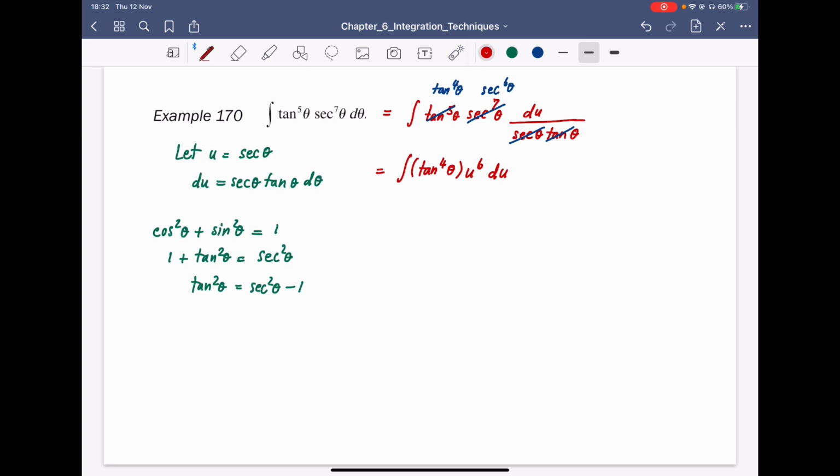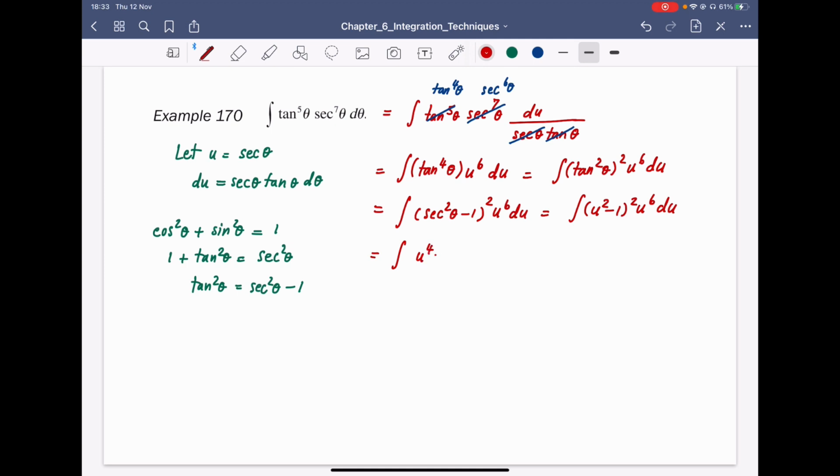So from here, I am going to say that this is the integral of tan squared, everything squared, times u to the 6th du. And then that tan squared theta I can switch to secant squared theta minus 1, squared, and then u to the 6th du. Well, actually, this is u squared minus 1, right, squared, times u to the 6th du. Well, I can expand u squared minus 1 squared, so I get u to the 4th power minus 2u squared plus 1. And then this is multiplied by u to the 6th du. Well, everything looks nice and clean now, so we can integrate easily.